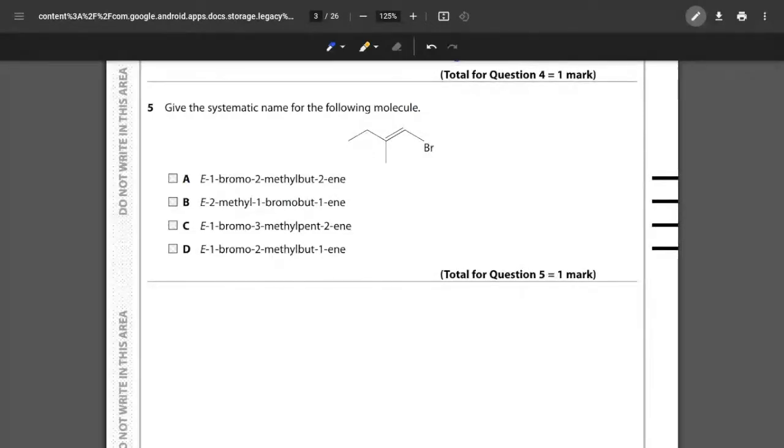Question 5 is looking at the systematic name for this particular molecule. We can see that we've got some information here: we know we've got double bonds, we've got bromines, and they're telling us that these are all E substances. So we have to just figure out where we've got our carbons and what is our chain. Our longest continuous chain is going to start at the double bond, which is carbons number 1 and 2, and it's going to continue along the centre, which is then 3 and 4.